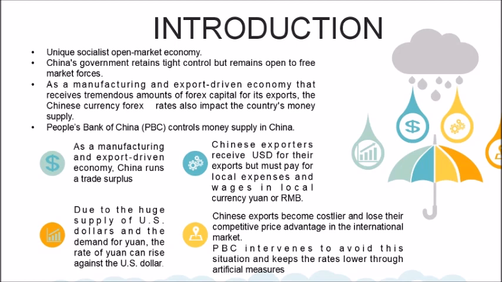As a manufacturing export-driven economy, China runs a trade surplus. The Chinese exporters receive USD for their export but must pay local expenses and wages in local currency, yuan or renminbi. Due to the huge supply of the US dollar and the demand for yuan, the rate of yuan can rise against the US dollar. Chinese exports become costlier and lose their competitive price. The Bank of China intervenes to avoid the situation and keeps the rates lower through artificial measures.